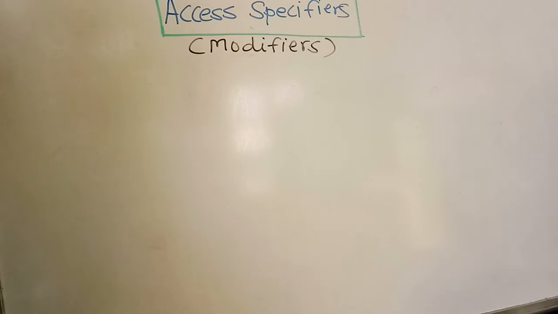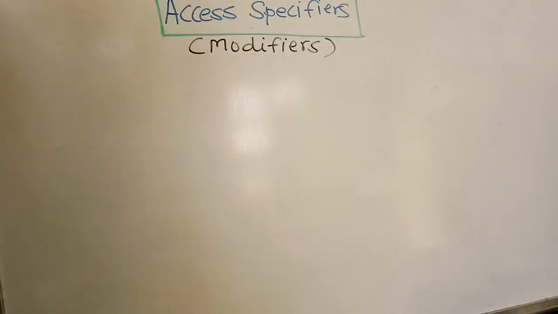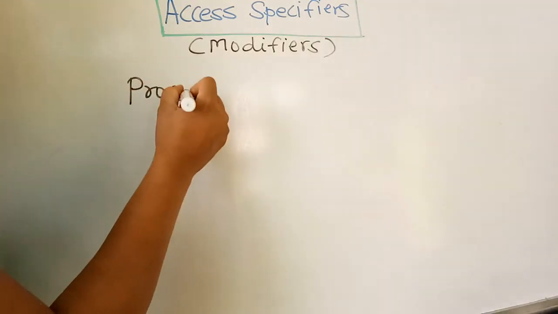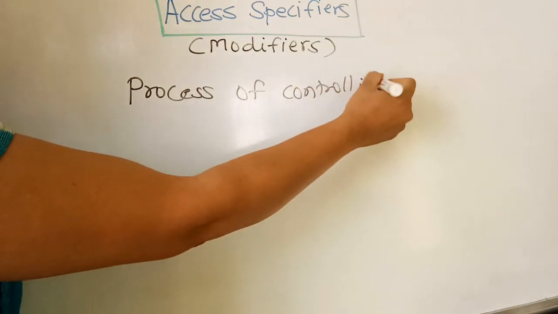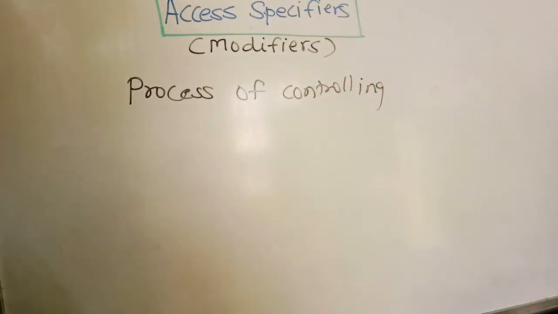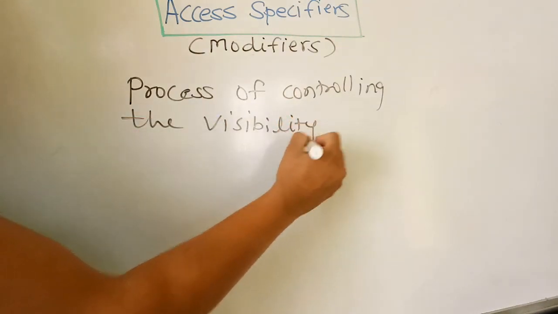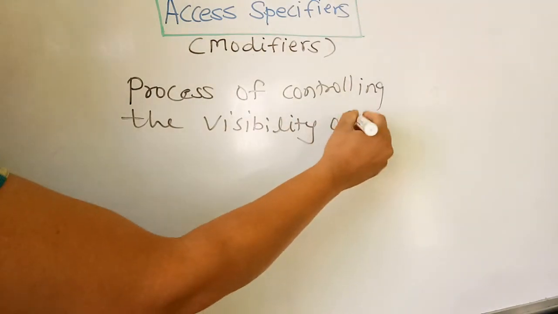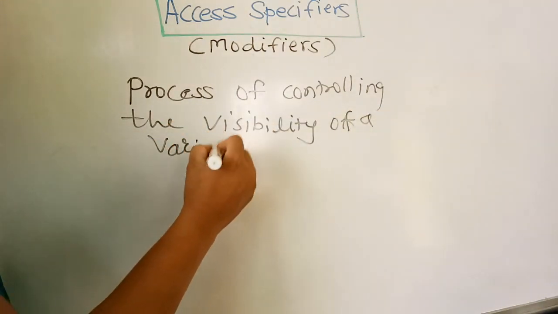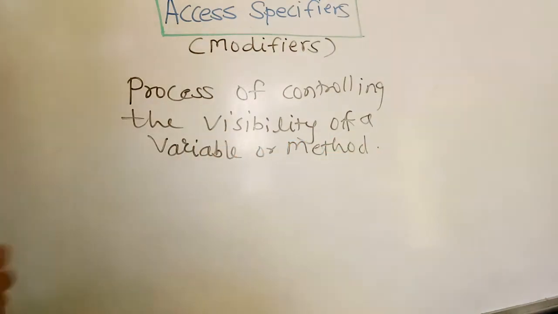So what is the access control? Access specifier, or we know it as a modifier. Access control is the process of controlling the visibility. What I am saying, visibility of a variable or the method. Okay.